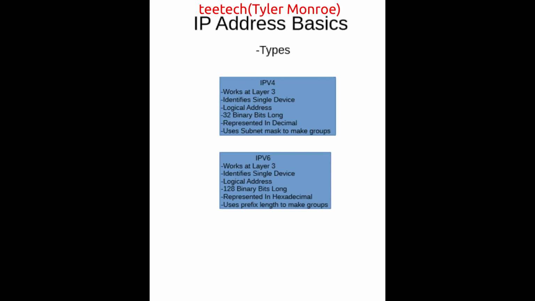So this does mean there are more values that can be used with this type of address. And instead of decimal, we represent it in hexadecimal, even though it's still binary bits underneath. And again, we still want to make groups of devices. That's very important in networking. So instead of the subnet mask, we use the prefix length to make those groups.